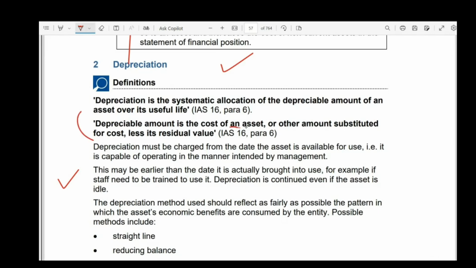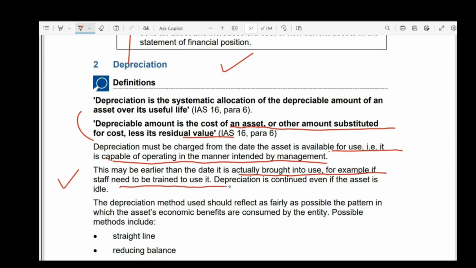So depreciation is the systematic allocation of the depreciable amount of an asset, which is cost or other amount substituted for cost, less its residual value. This is the basic thing. Depreciation must be charged from the date the asset is available for use. It is capable of operating in the manner intended by the management. Okay, this may be earlier than the date it is actually brought into use.